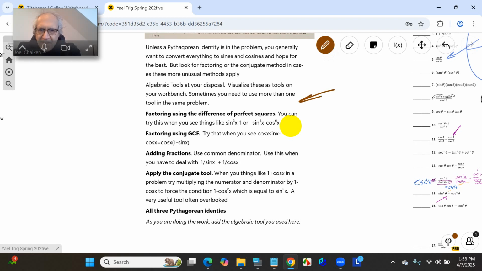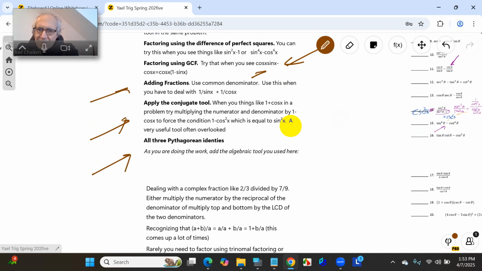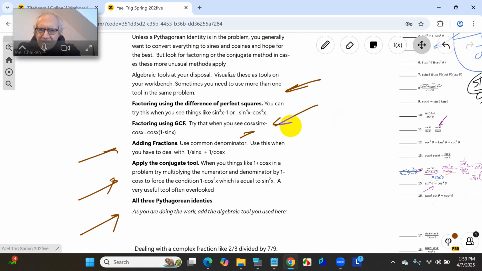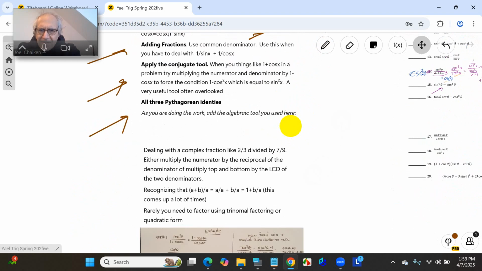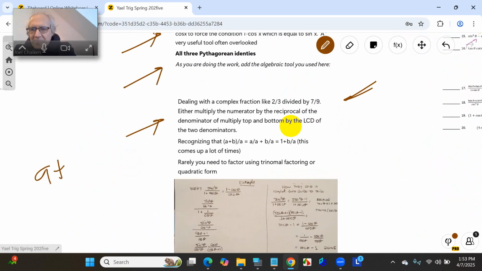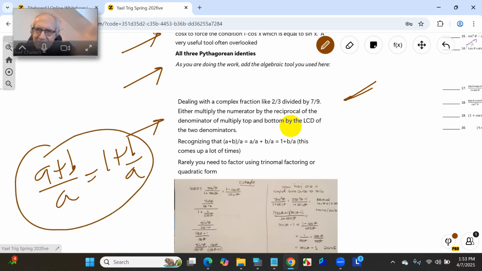Oh yeah. If you see things like this, well, this has to do with trig equations. If you see something that you could factor through GCF factoring, go ahead and do it. You have to know how to add fractions. We talked about it. Conjugate tool we talked about. You need to have all three Pythagorean identities on your paper. You convert everything to sines and cosines. And oh yeah, here it is. Dealing with complex fractions. Okay, and then dealing with this little thing, right? A plus B over A is 1 plus B over A. Don't forget that. We used that before.